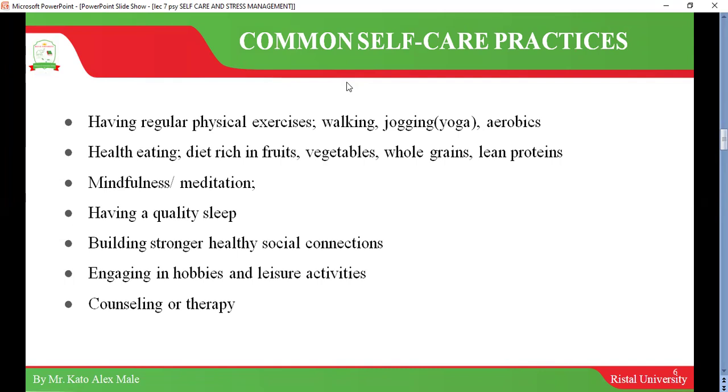Then building healthy social connections. Now that is, you try to join colleagues or individuals who will help you in developing your psychology or your mental aspects. The other thing is engaging in hobbies and leisure activities. We have seen this, and also counseling or therapy.